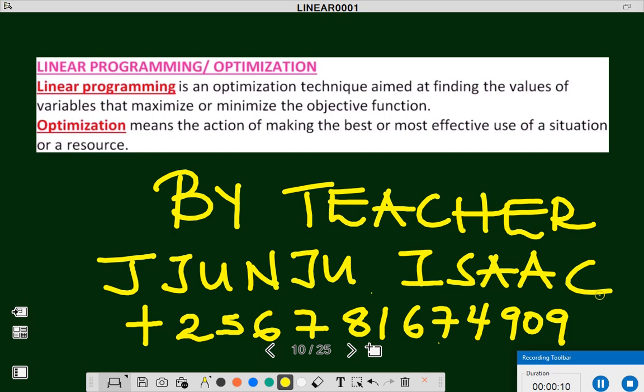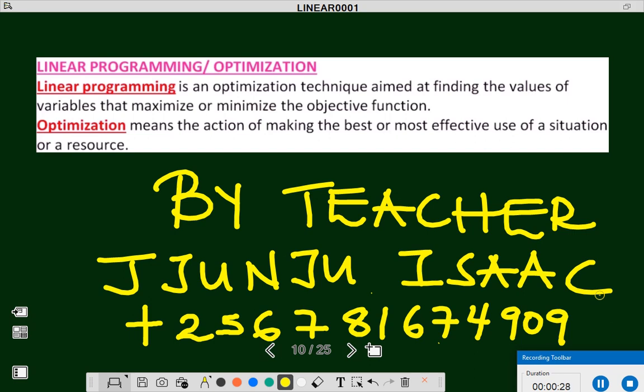Today I'm taking you through a topic of linear programming. That is Form 4 mathematics, one of the challenging topics. So I believe by the end of this lesson, this video, you'll be able to solve most of the problems coming from this topic.